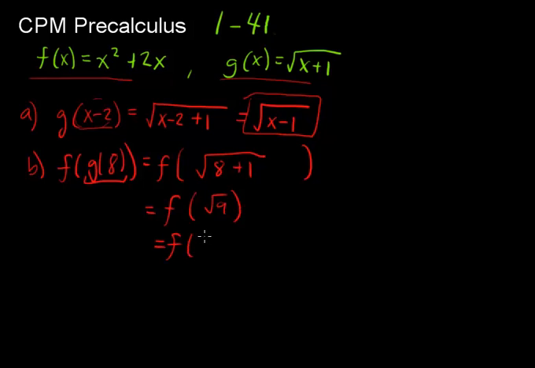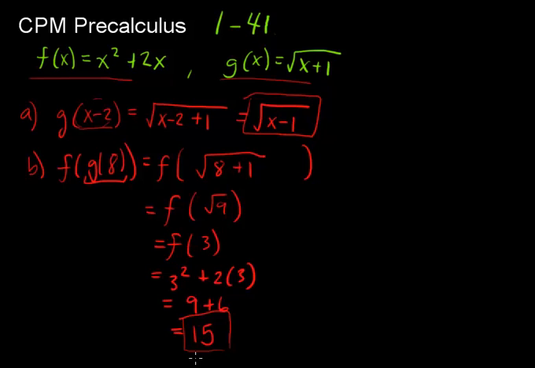Picking that straight from g of x, we simplify that, f of square root of 9, that's equal to f of 3. Okay, so then we evaluate f at 3. To do that, we plug in 3 wherever we see x. So we see x squared, so we say 3 squared plus 2 times x, so it's 2 times 3. That's equal to 9 plus 6, which is 15. So that's how we do part B.